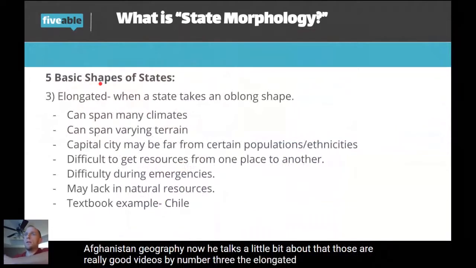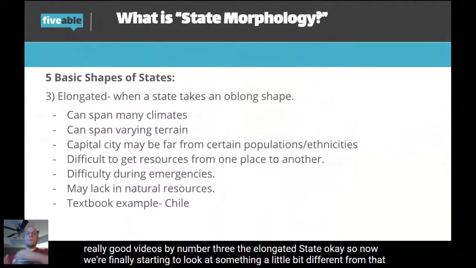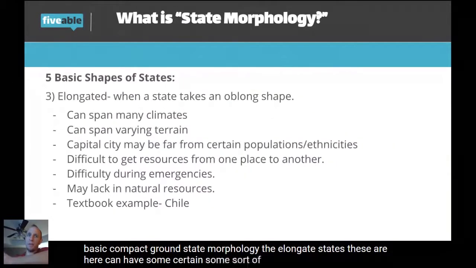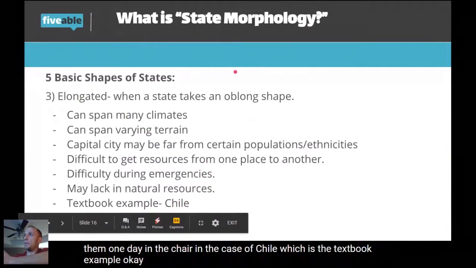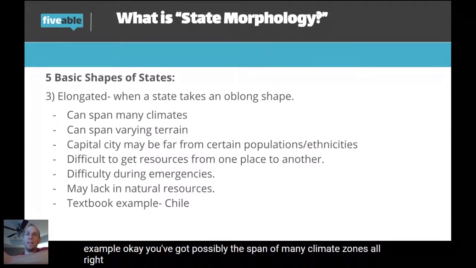Number 3, the elongated state. Okay, so now we're finally starting to look at something a little bit different from that basic compact round state morphology. The elongated states can have certain problems associated with them. One, in the case of Chile, which is the textbook example, you've possibly got the span of many climate zones.